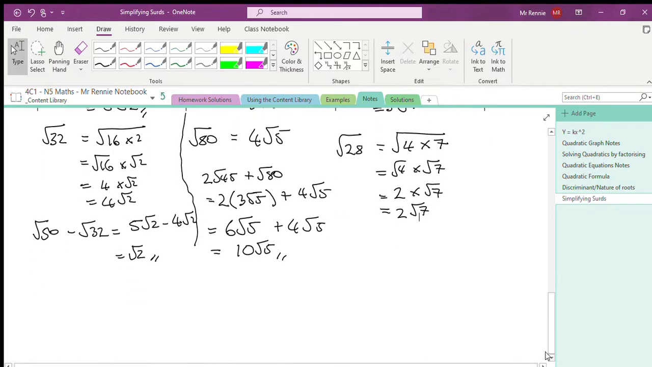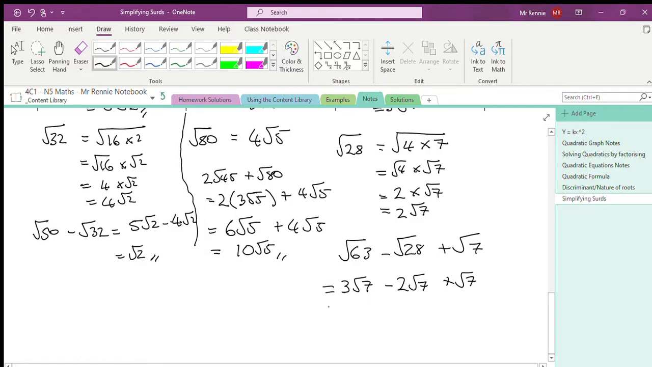So my question, it was root 63, take away root 28 plus root 7. The answer to root 63 was 3 root 7, so that's going to be 3 root 7. The answer to root 28 was 2 root 7, so it's going to take away 2 root 7 plus a root 7. So how many root 7s will I have? Well, 3 lots, take away 2 lots, will leave me with 1 lot, plus another lot there. That will be 2 root 7.